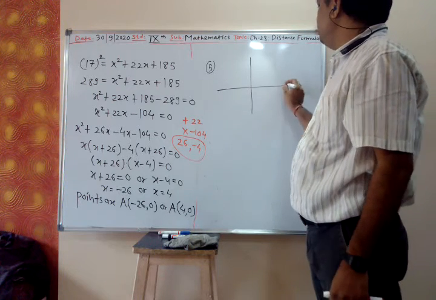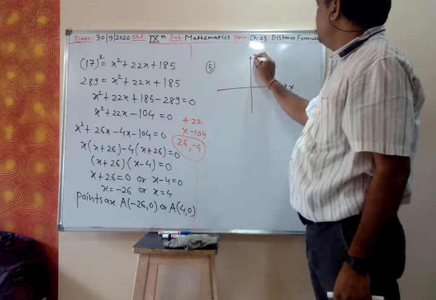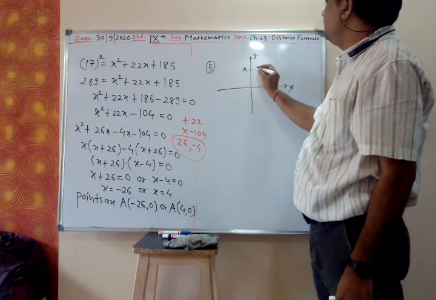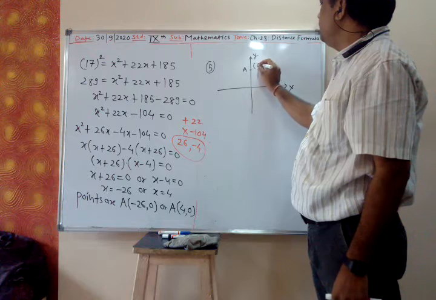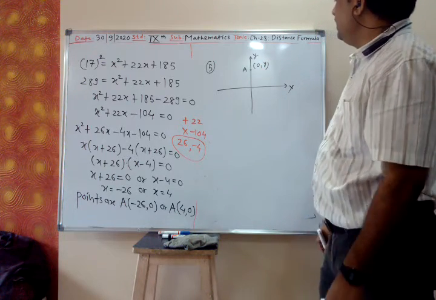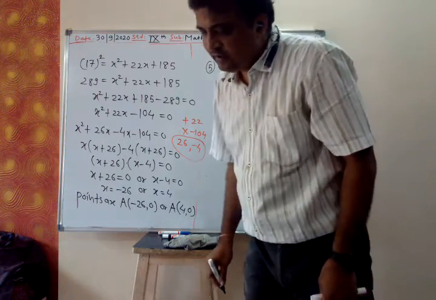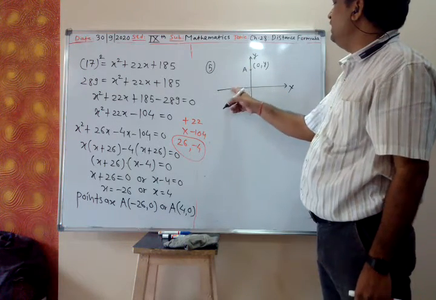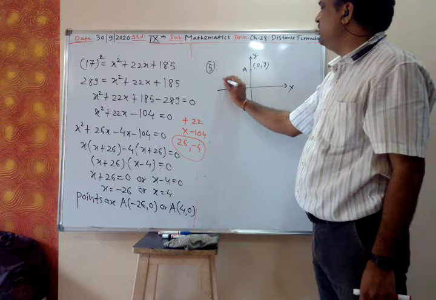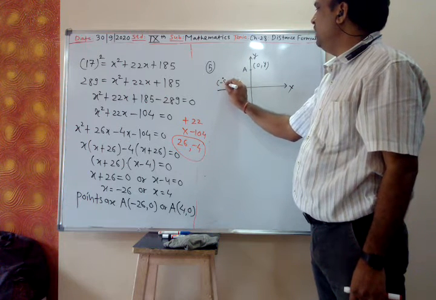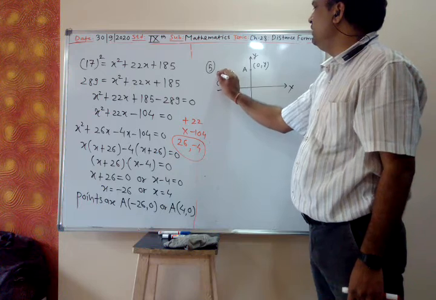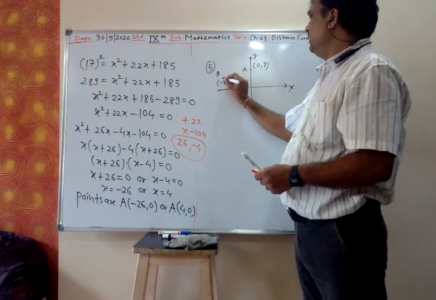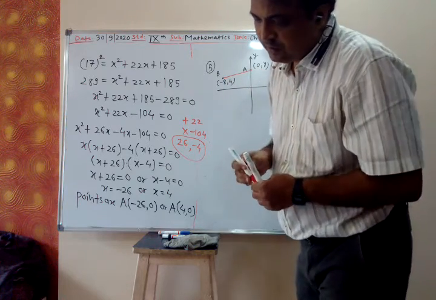Now you have to take a point on the y-axis. So on the y-axis I can take the point A. Any point which lies on the y-axis has x coordinate 0, so that will be 0 comma y. Now another point is given, minus 8 comma 4. Where is minus 8 comma 4? X is negative, y is positive. This is my point B. The distance between A and B is given, which is 10 units.